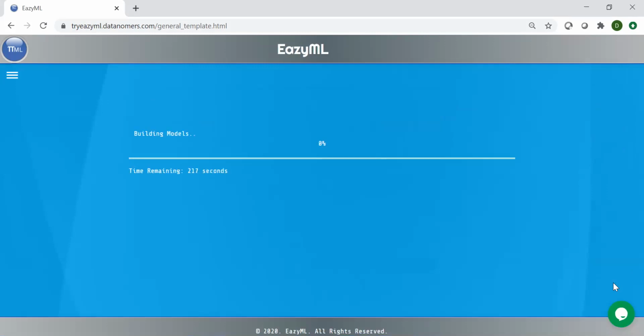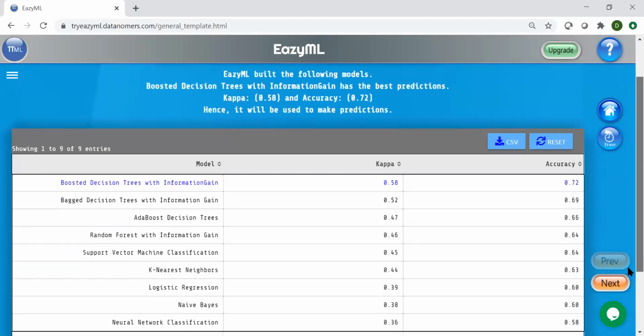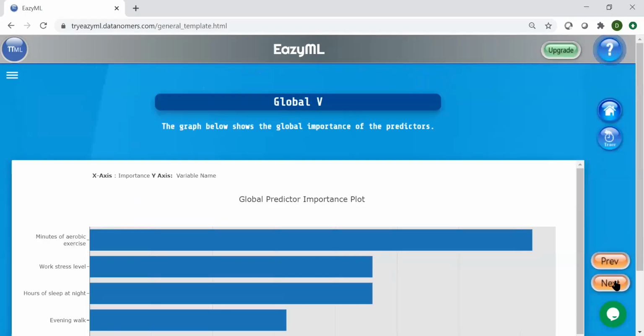There are various mathematical models that we'll build, and whichever one's the best performer, it will list and request you to confirm before it proceeds with providing you the insights. Fairly quick process, and lo and behold, here's the information. It says this particular model, boosted decision trees with information gain, has the highest accuracy, and that's what I would recommend. We'll stick with what the machine says, so we'll just go with it.